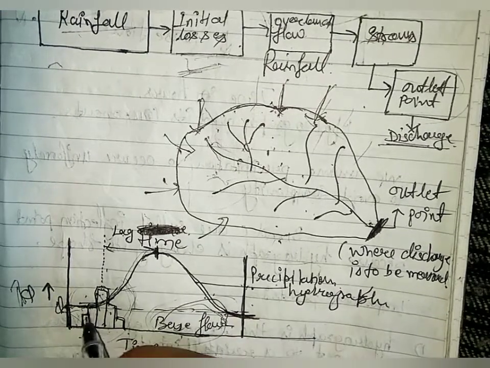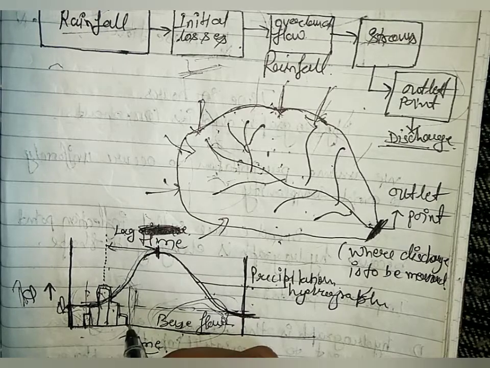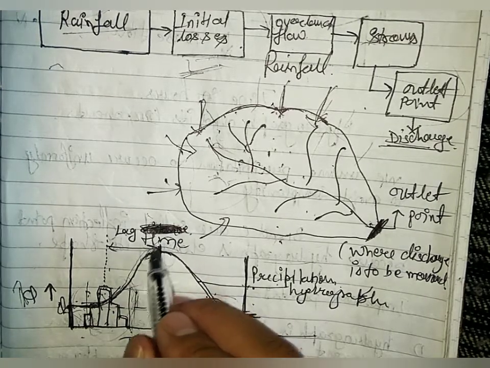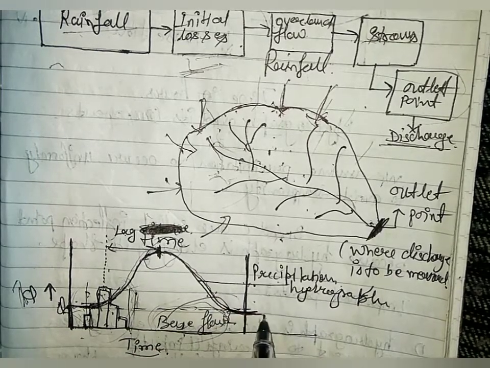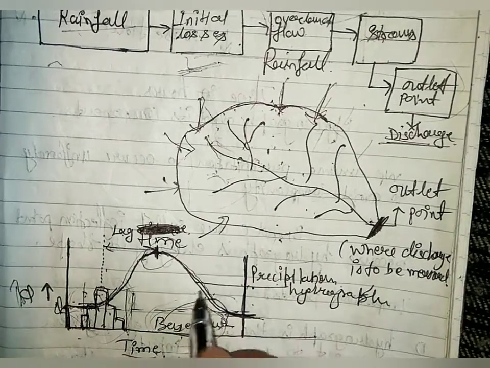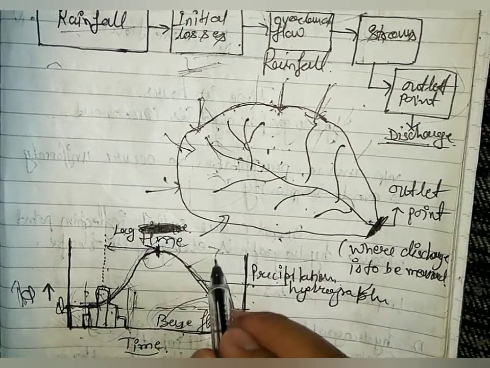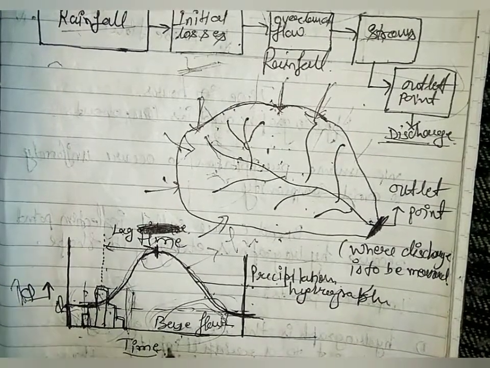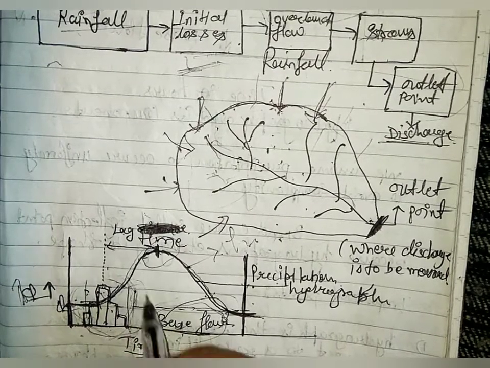So for a given duration of precipitation, the discharge is increasing, it is reaching its peak value, and after that it is decreasing. This plot is called a hydrograph. What we are plotting here is discharge versus time for a given storm event.